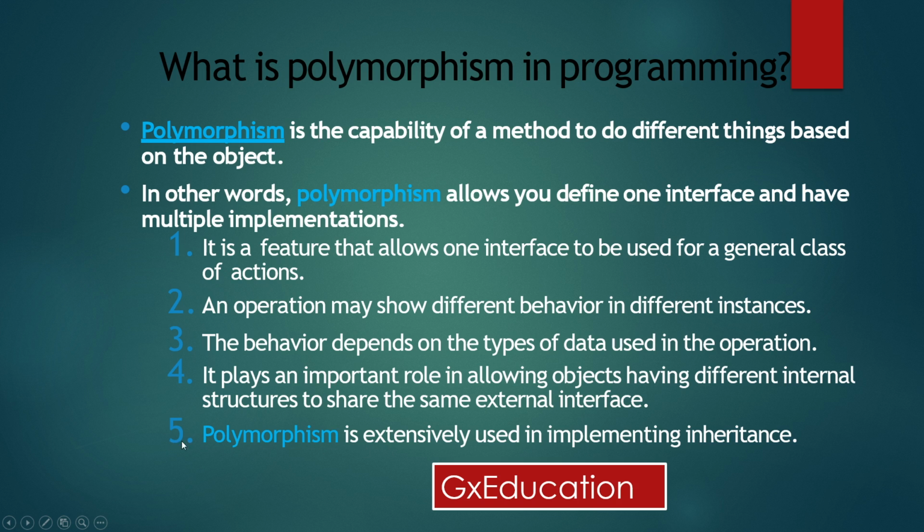Let's talk about the fifth point. Polymorphism is extensively used in implementing inheritance. It is very important here. Polymorphism is extensively used for implementing inheritance in the Java programming language.